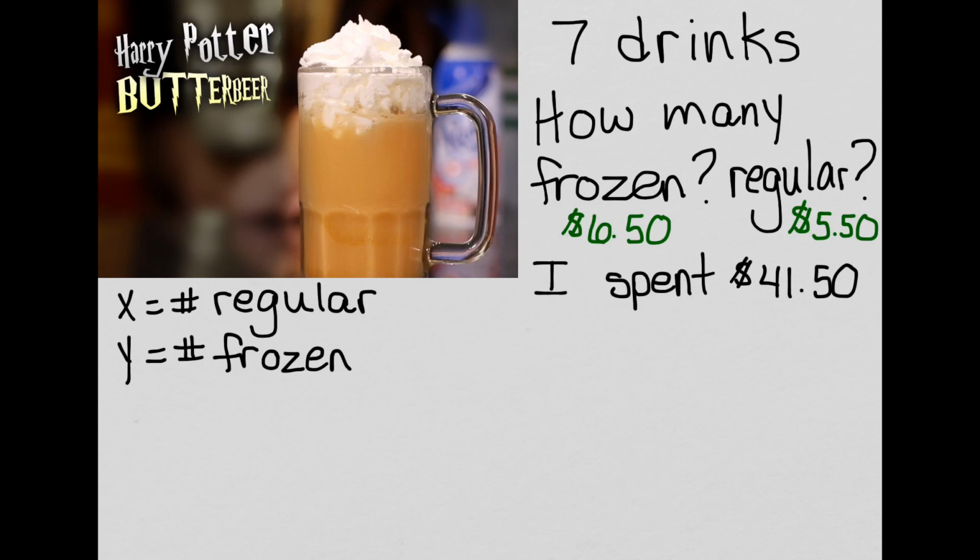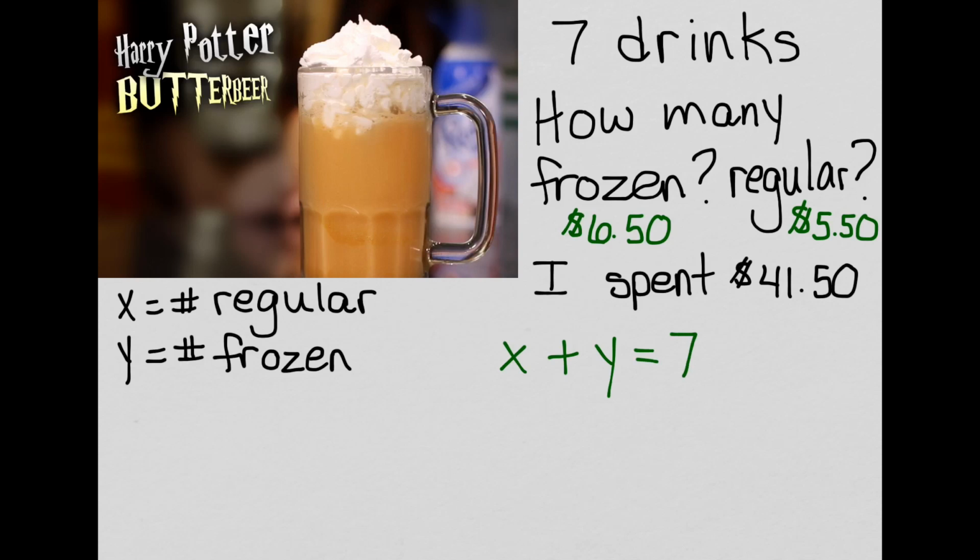Now, I know since there's only 7 total, you could probably guess and check this one all day and come up with the answer, but that's not the point, is it? The point is to try and learn how to write a system of equations so that you can solve it. So, I bought 7 drinks total. Some were frozen and some were regular. I don't know how many of each there were, but I know that the number of regular plus the number of frozen must equal 7.